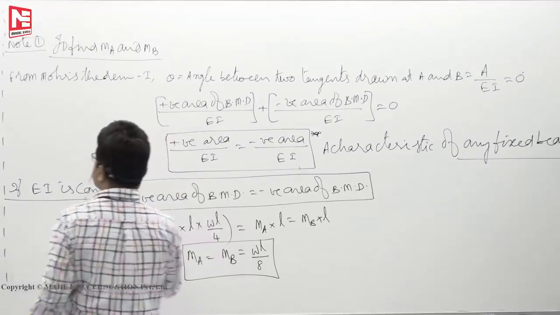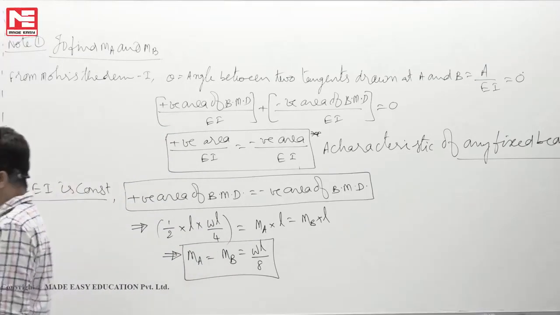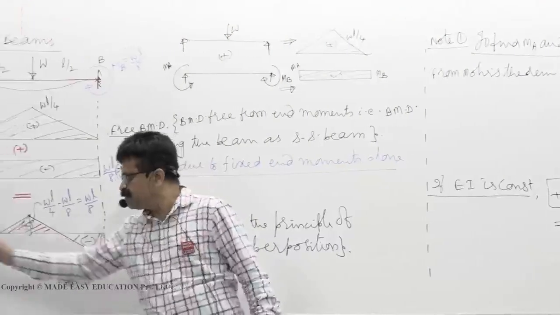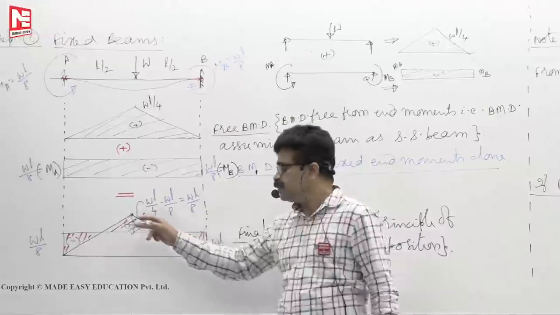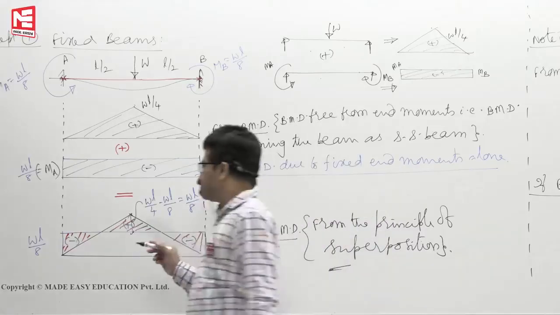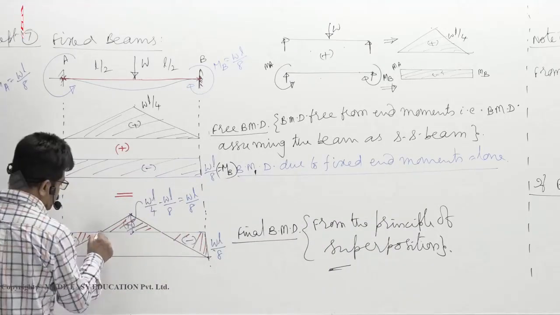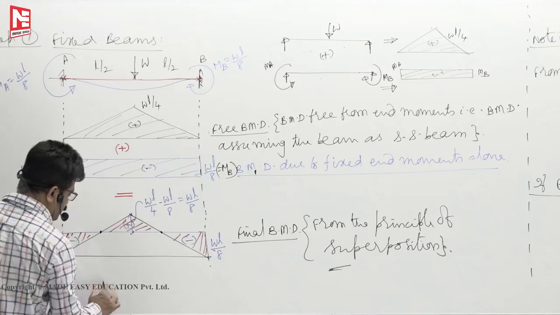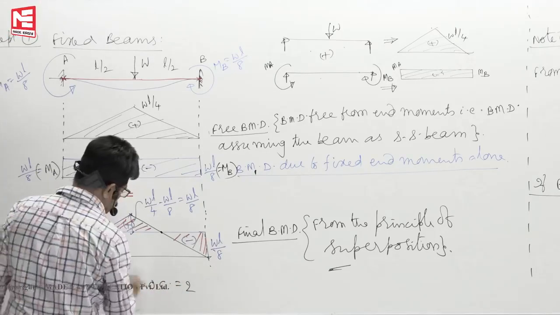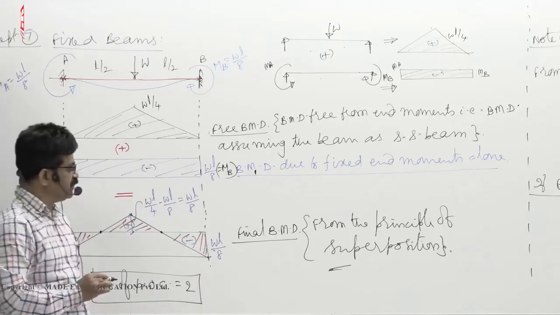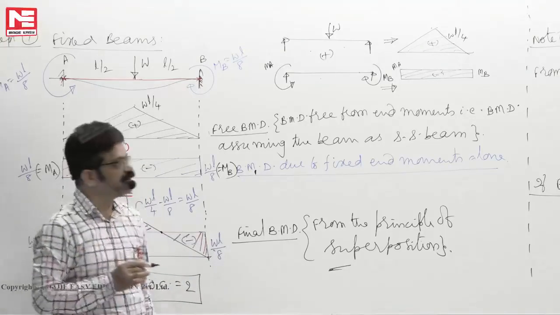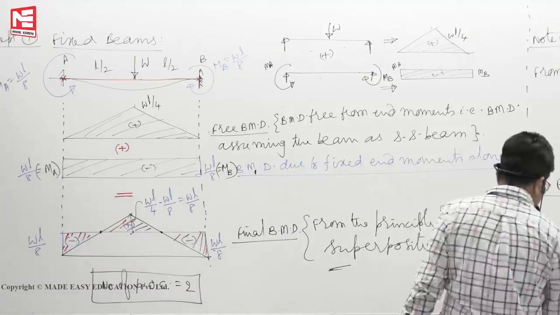Okay, so this is the first observation. Second observation: maximum positive ordinate and maximum negative bending moment are equal. This is a point of contraflexure, and this is also a point of contraflexure, so the number of points of contraflexure, POC, is 2. Maximum positive bending moment and maximum negative bending moment are equal. That is your second point.